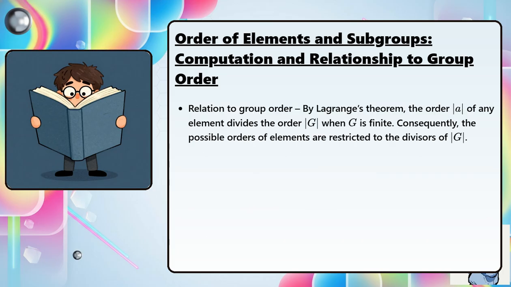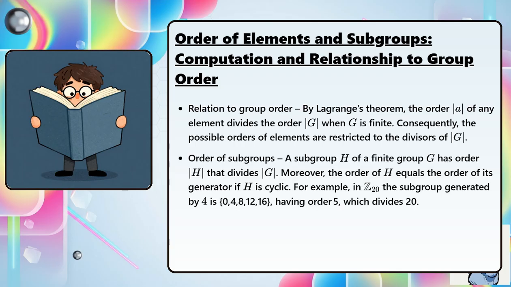Relation to group order: by Lagrange's theorem, the order of any element divides the order of the group when the group is finite. Consequently, the possible orders of elements are restricted to the divisors of the group order. Order of subgroups: a subgroup H of a finite group G has order that divides the order of G. Moreover, if H is cyclic, its order equals the order of its generator. For example, in Z20, the subgroup generated by 4 consists of 0, 4, 8, 12, 16, having order 5, which divides 20.